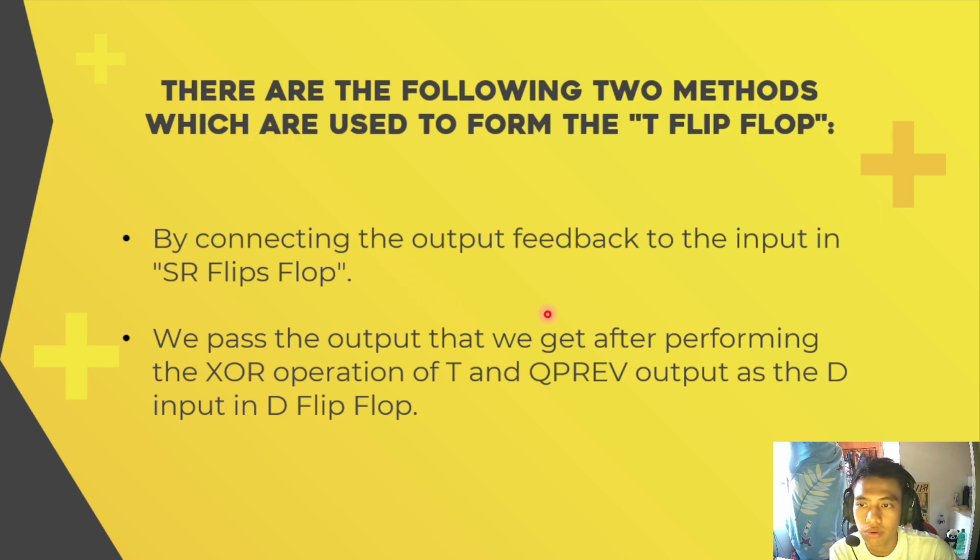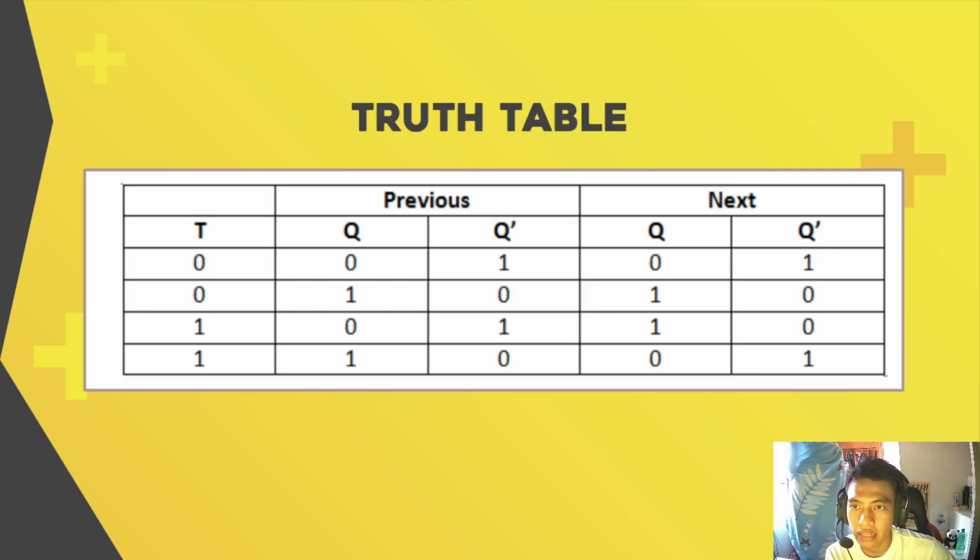So, yung una is yung by connecting the output feedback to the input in SR flip-flops. So, pangalawa naman is yung we pass the output that we get after performing the XOR operation of T and Q prev output as the D input in the flip-flop. So, next slide is yung truth table para sa T flip-flop.